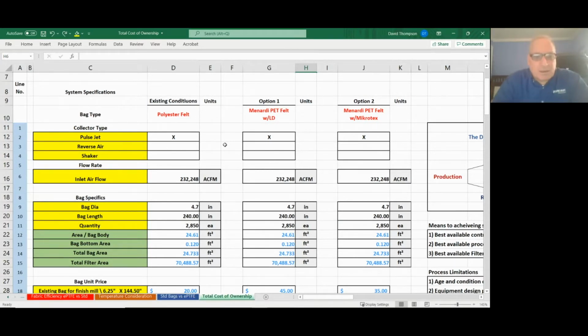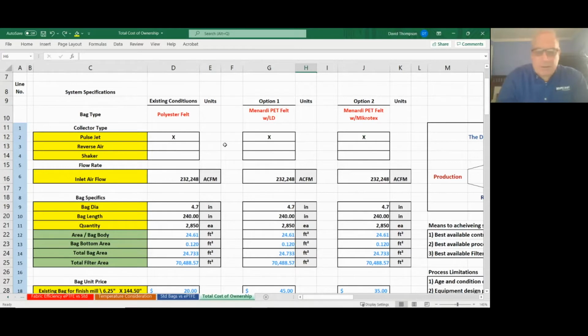Obviously, in this case, this is a pulse jet application. We look at the inlet airflow. Now, in all three scenarios, that's going to be the same. What we do know at Menardi, quite frequently we get to a customer and baghouses are undersized, or they're pushing a lot more volume through than it was originally designed for, which is not uncommon, very, very common.